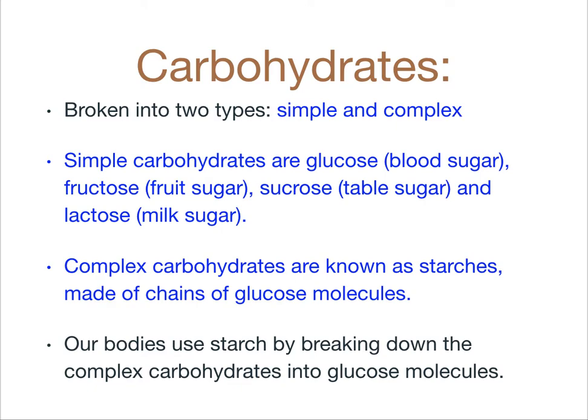Complex carbohydrates then are things like starches, which are made out of chains of glucose molecules, and our bodies can break down those starches into glucose molecules. That's how we get a lot of our food and energy, and that is why we love starches so much, because our bodies have evolved to look for those high energy compounds.